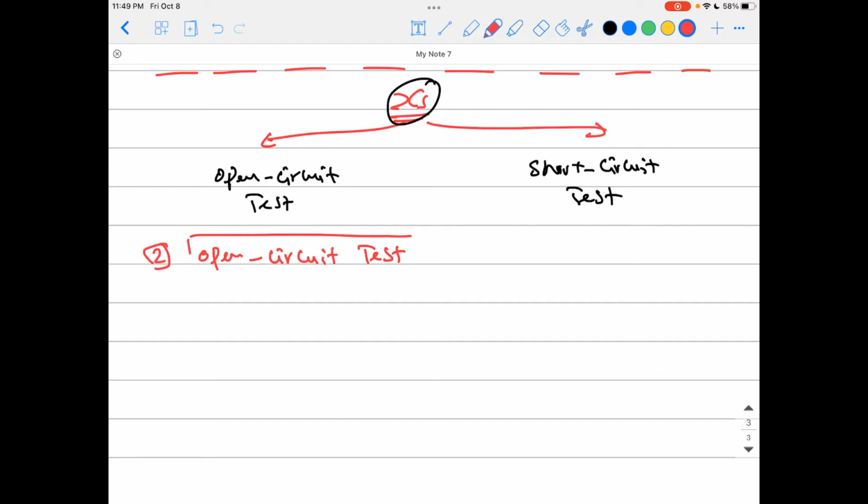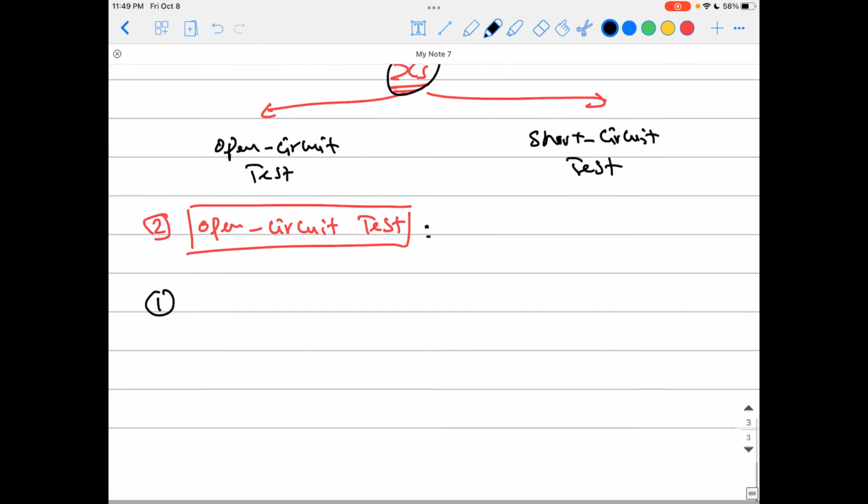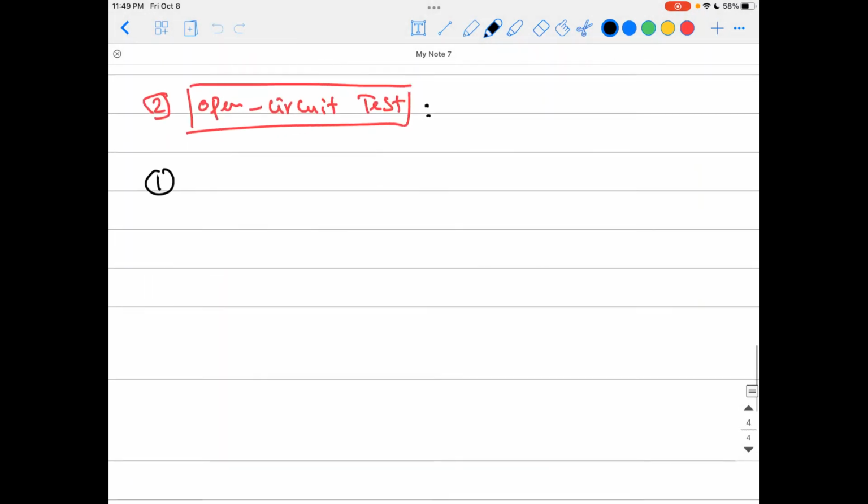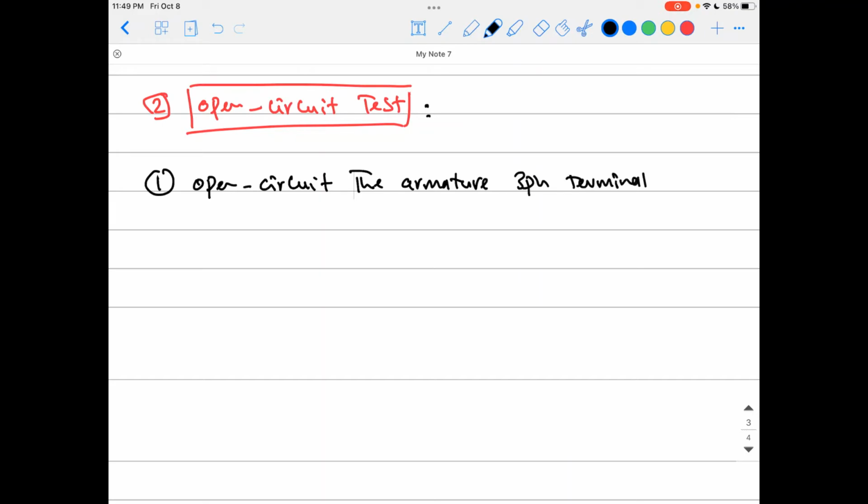Okay, so again it has certain steps we will carry out to perform this test. So the first one is to open circuit the armature three-phase terminals. That's why it's called an open circuit test, because we are leaving the three-phase terminals of the armature open, not connecting them to a load. So they are just open circuit. That means there is no current moving in the armature circuit at all.